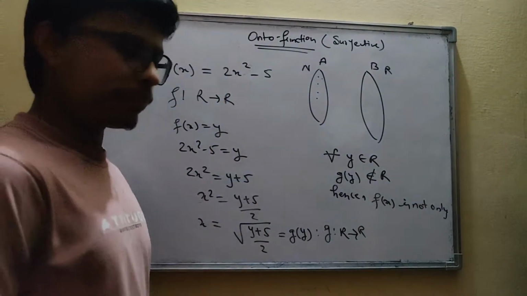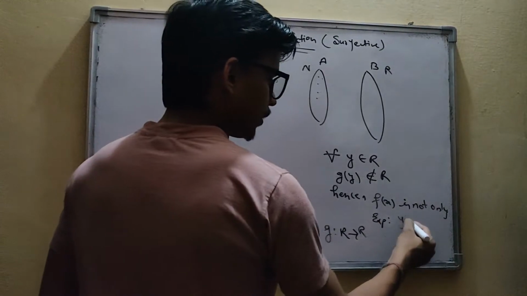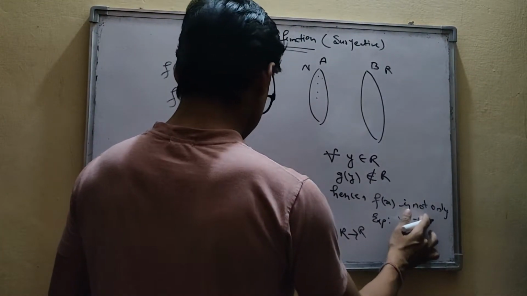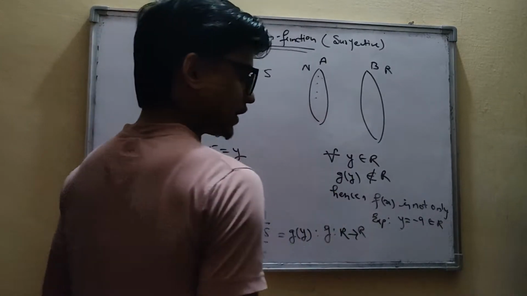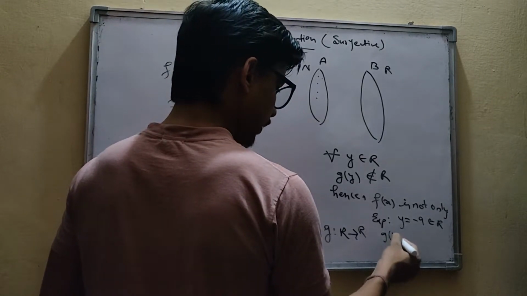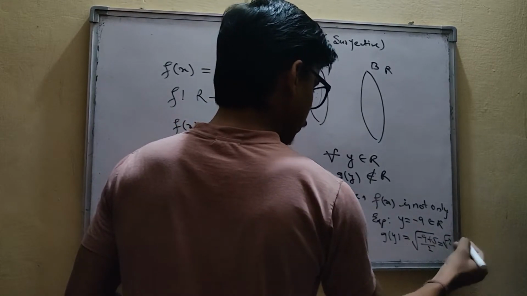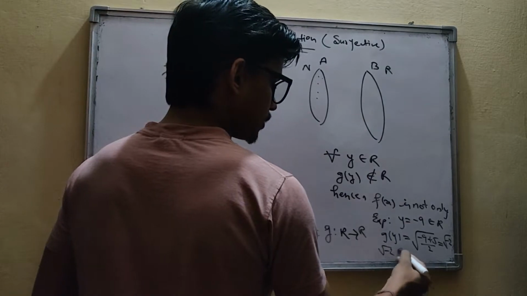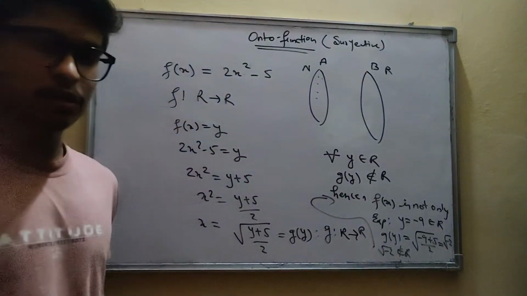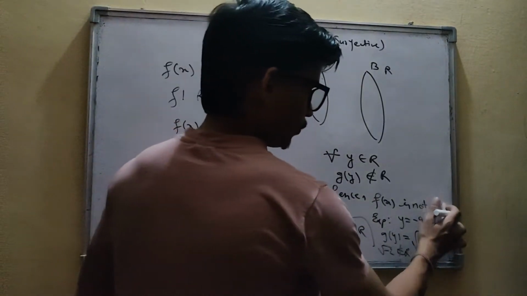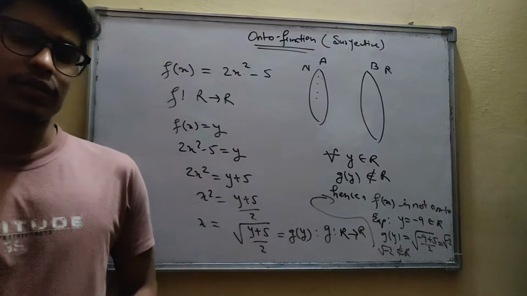You can give an example as well, if you want to tell some example. Now y equals −10, or just for this you can write it like this: y equals −9, which belongs to real numbers. −9 is a real number, that is okay. But g(y) is going to be the square root of (−9 + 5)/2, which is the square root of −2, right? Now the square root of −2 does not belong to real numbers, hence f(x) is not onto, it is not an onto function. So this is how you can check whether it is onto or not.